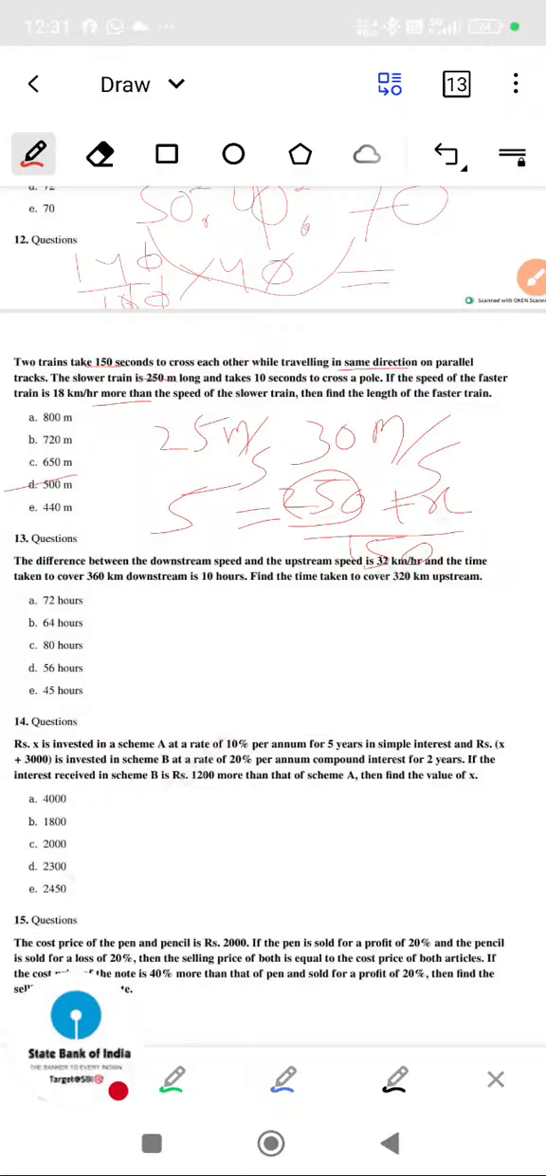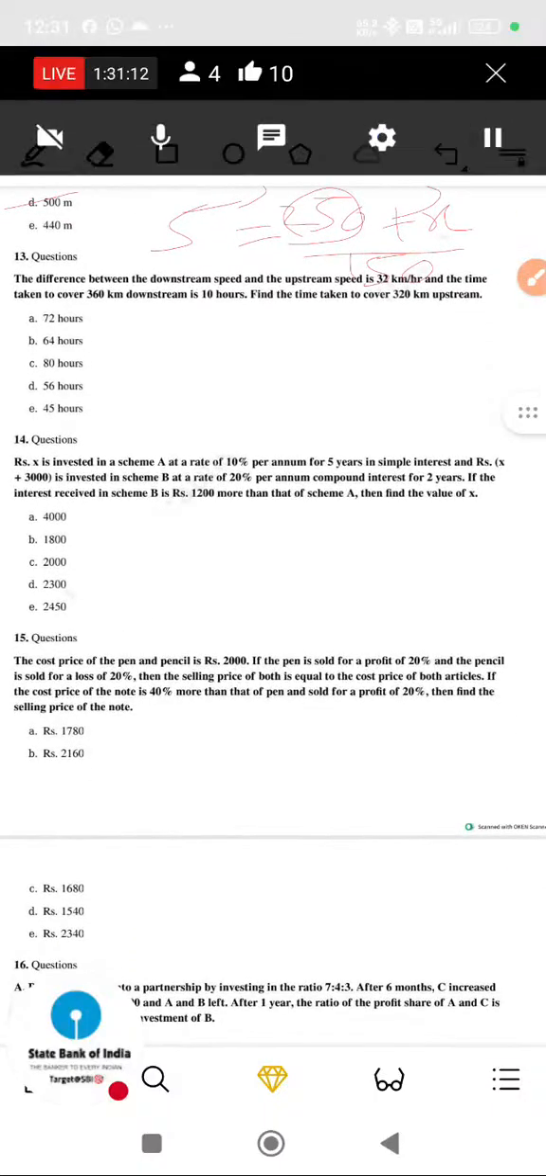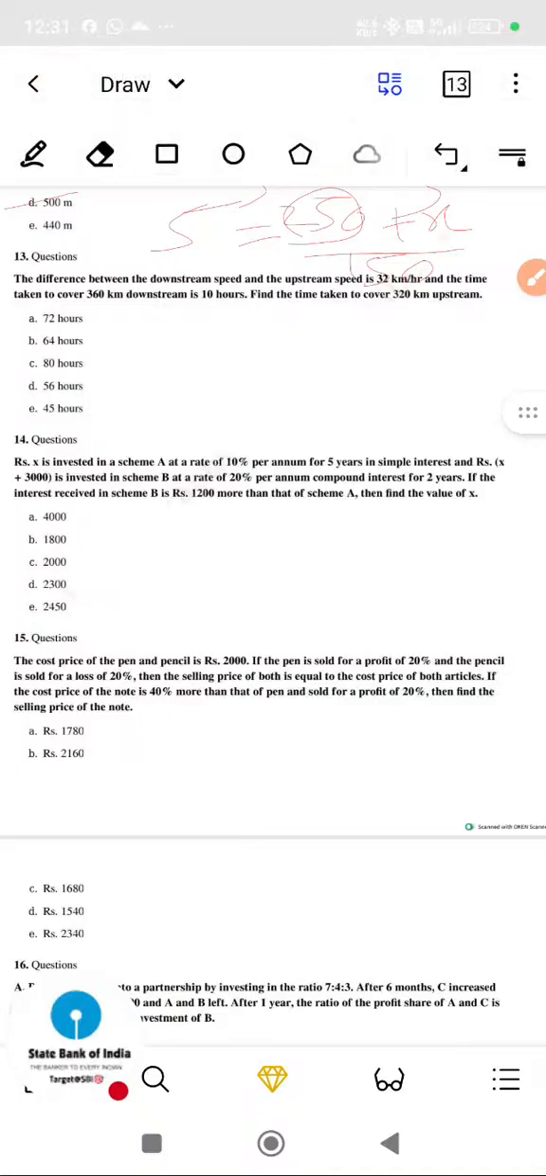Next, 13th question. Is it okay with this small size font? Now I am not able to change to portrait mode for this one.